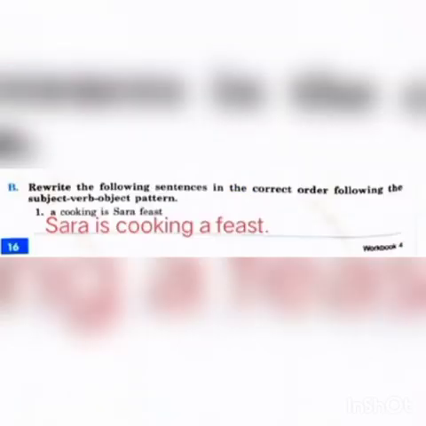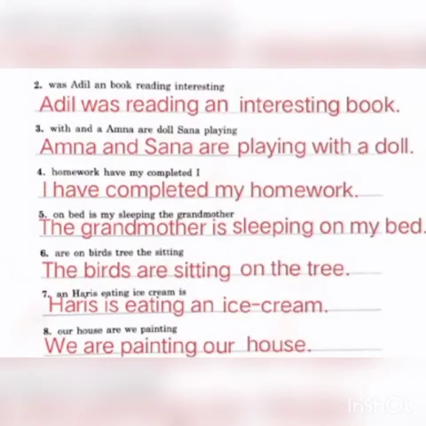The next part, we will rewrite in the subject, verb, object pattern. A cooking is Zara feast. Sarah is cooking a feast. Simply in these sentences, we will first write subject, then verb, and at the last, we will write object of the sentence. Like, was Adil and book reading interesting? Adil is the subject, reading is the verb, and interesting book is the object. Adil was reading an interesting book.